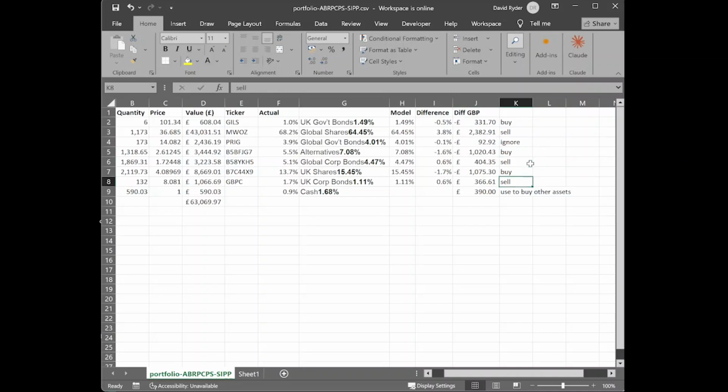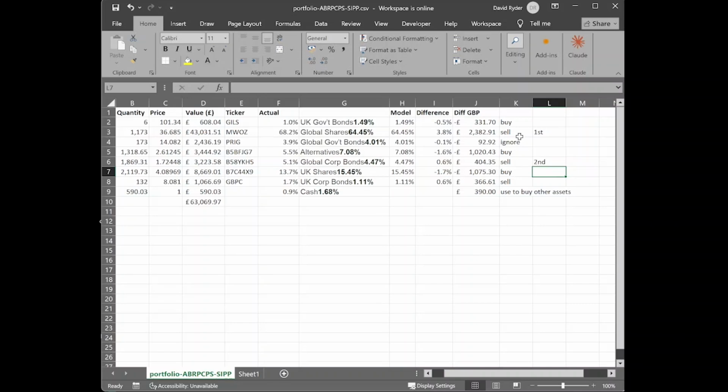So the first things I need to do are sell. Whatever the biggest sum is to sell, that's what I do first. So my first task is to sell around £238 worth of global shares. What's the next biggest thing I need to sell? It's this one. So that's my second task, to sell around £400 worth of global corporate bonds.